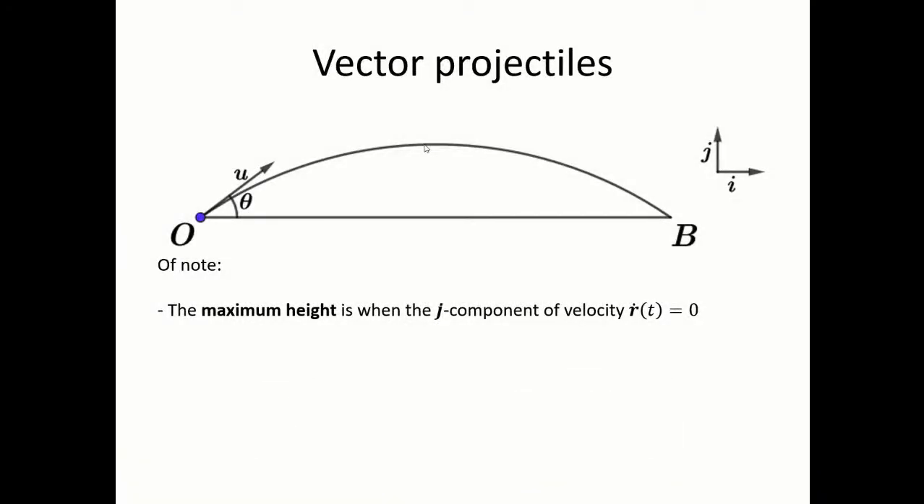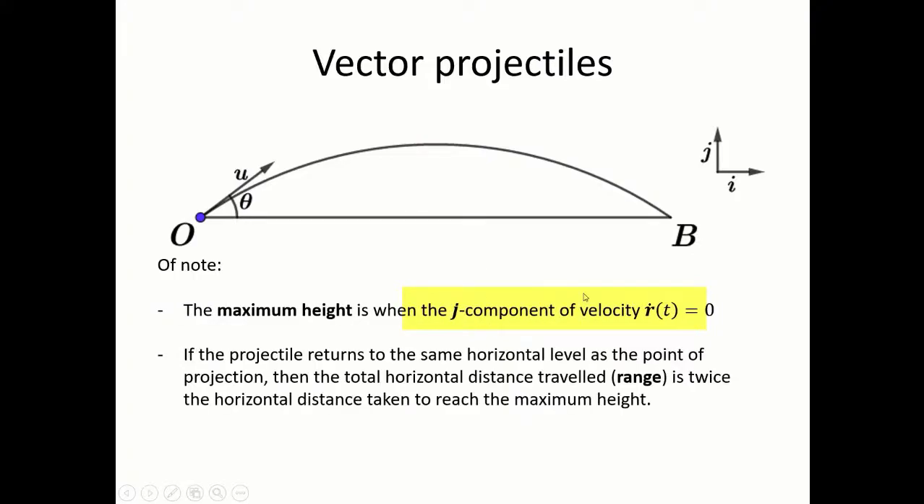So maximum height is when the j component of the velocity is 0. So it stops going up, but it hasn't yet started coming down again. So in this direction, the velocity is 0. And I can therefore just put that part of the vector, the j part of the vector, equal to 0 to work that out.